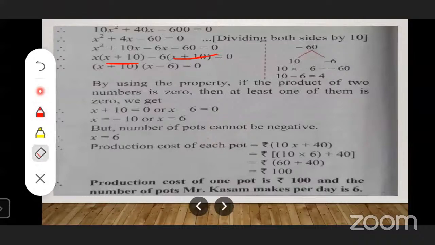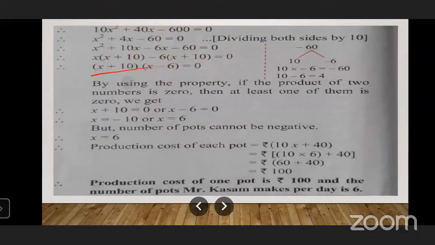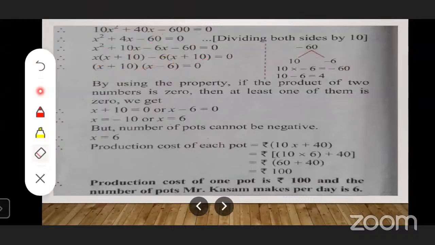Okay. Now we have corrected this, right? So this is how you will get this. Now what is common here? x plus 10. So let us write x plus 10 as common. Now after this, what is remaining behind? x minus 6 is equal to 0, right? Again, what are you getting here? x plus 10 in one bracket and x minus 6 in the other bracket.